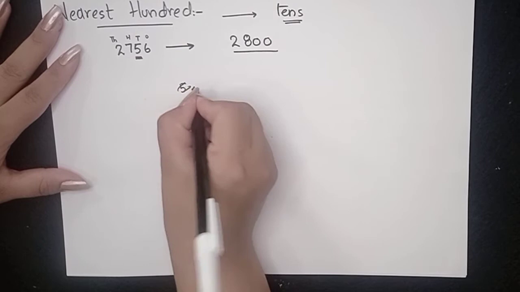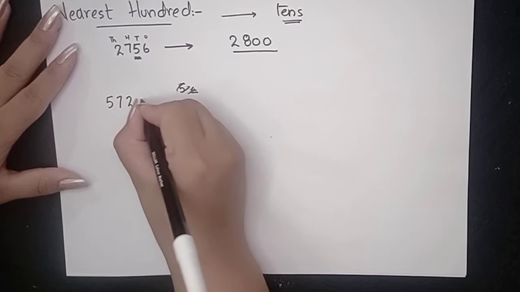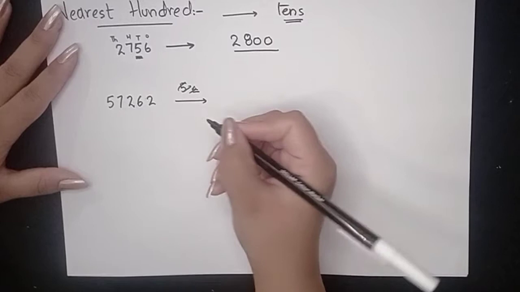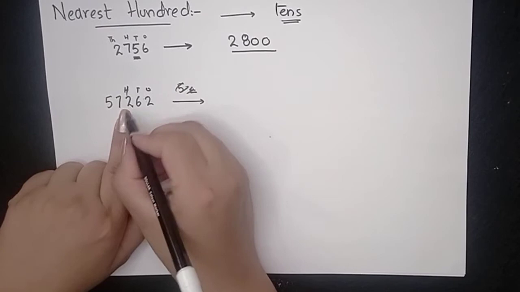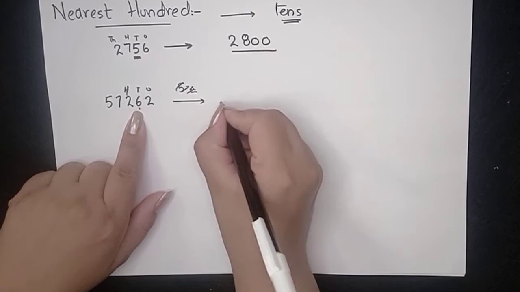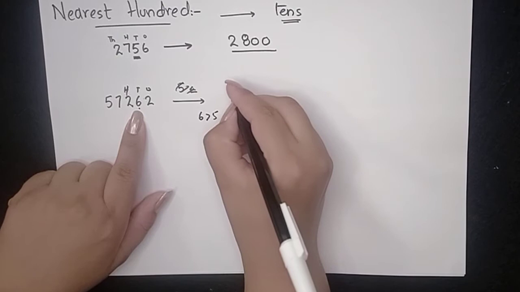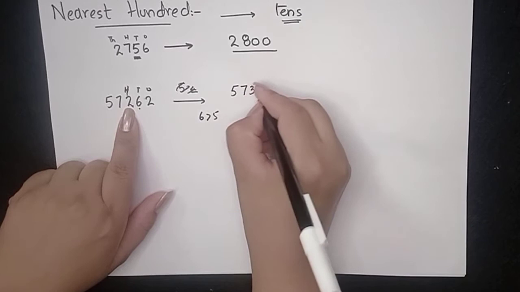Let's take another example, 57,262. Again, we have to see the digit at the tens place. This is ones, this is tens, this is hundreds. For nearest 100, we have to see the digit at the tens place. So tens is 6. 6 is greater than 5, right? So you're going to move to the bigger 100. That will be 57,000. It was 200, it will become 300, right? This is how the rounding off works.